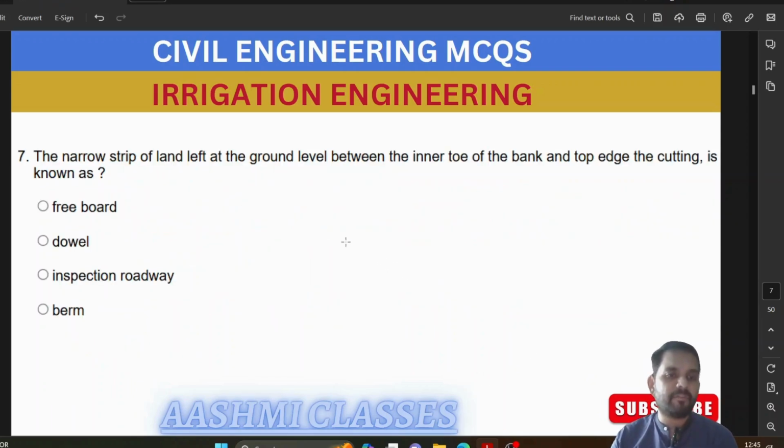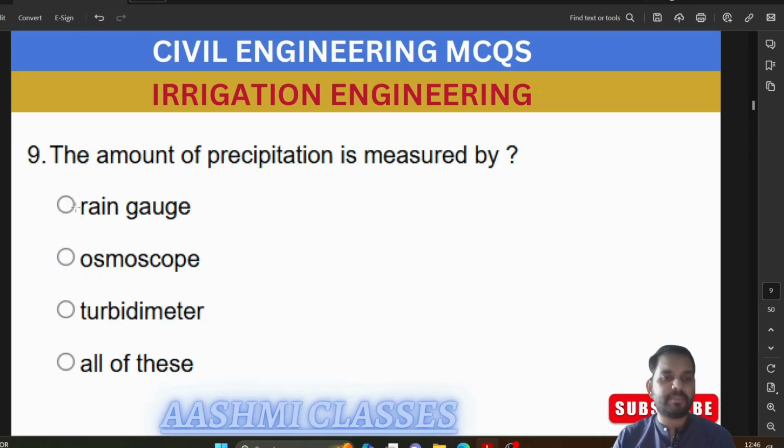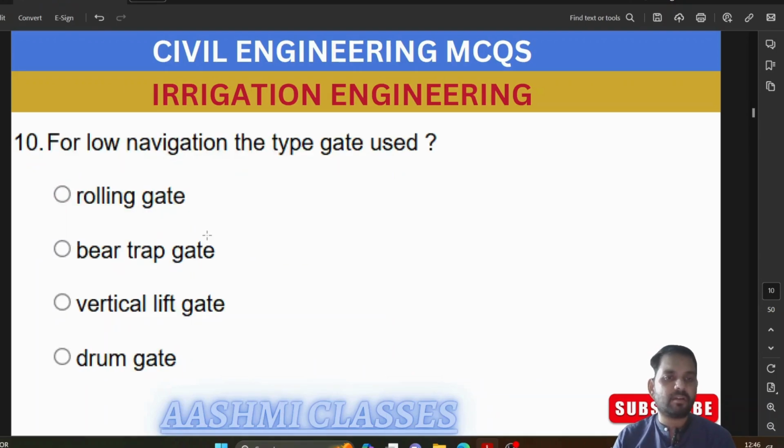The narrow strip of land left at the ground level between the inner toe of the bank and top edge of cutting is known as berm. When the water is thrown into a well over a crest from where it escapes near its bottom, the cylinder fall. The amount of precipitation is measured by rain gauge. For low navigation, the type of gate used is bear trap gate.